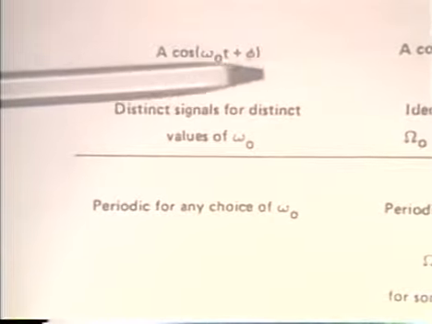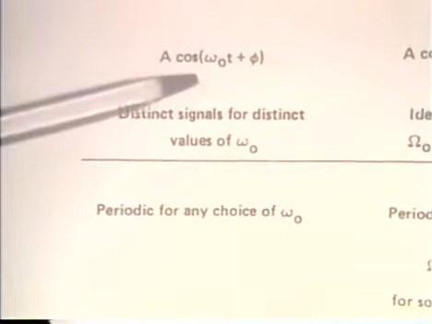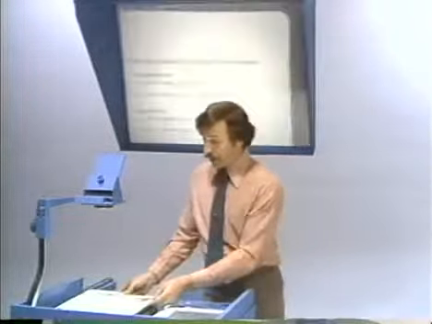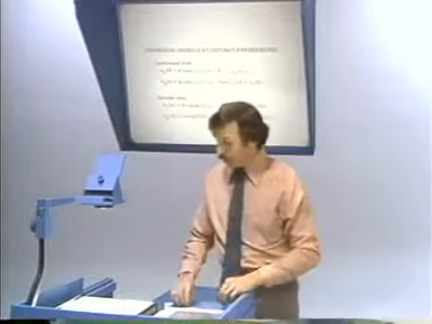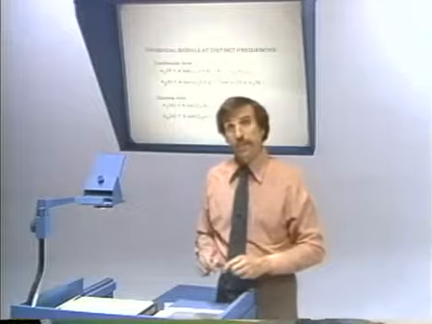In particular, if I consider these sinusoidal continuous time signals as I vary omega 0, I will always see different sinusoidal signals. Namely, these won't be equal. And we can justify that statement algebraically. I won't take the time to do it carefully, but let's look first of all at the discrete time case.